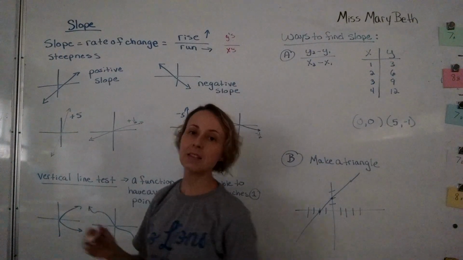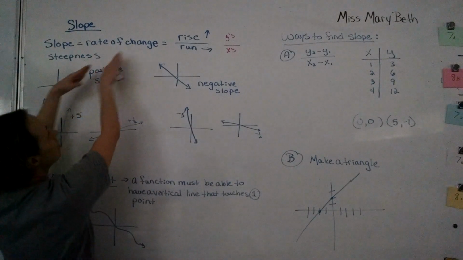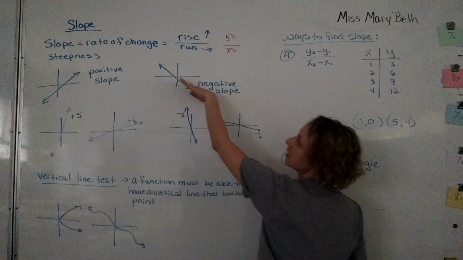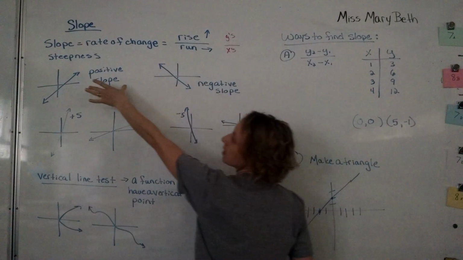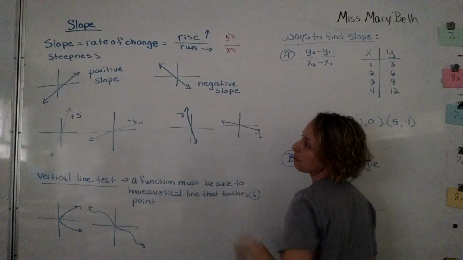Okay, a positive slope looks like this. It moves up in a positive direction. It should be pointing up and to the right. A negative slope is going to be pointing down and to the right, or up and to the left, depending on how you read it. So positive slope looks like this. Negative slope looks like that.